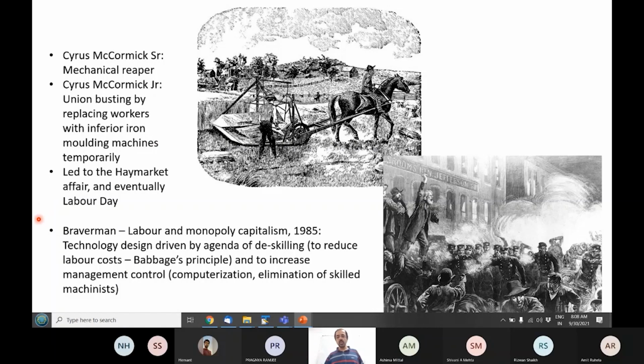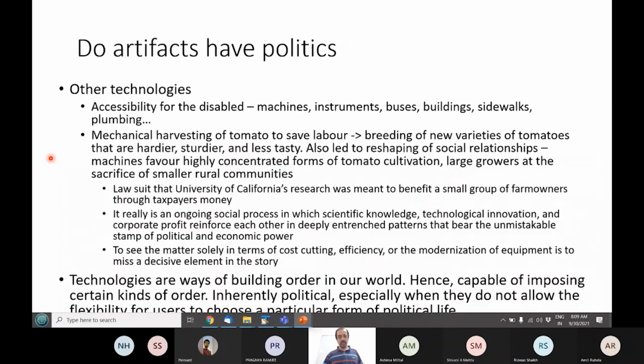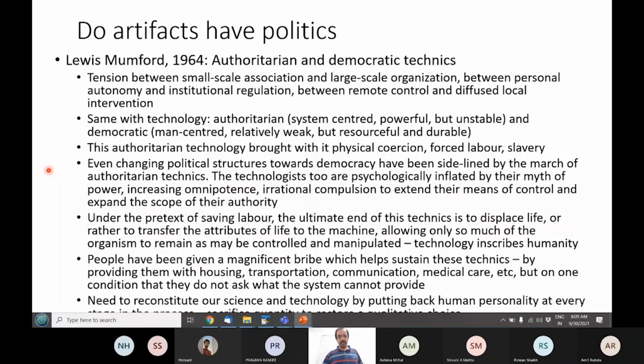So the broad point is that we've seen again and again that technology was used as a tool to control workers, and that was one of the driving motivations behind introducing technology. Even inferior technology was introduced, but temporarily, to basically break the unions. So that's one example where technology is used as a tool. Similarly, we then started discussing characteristics that a technology should have so that it is more likely to lead to more ethical outcomes.